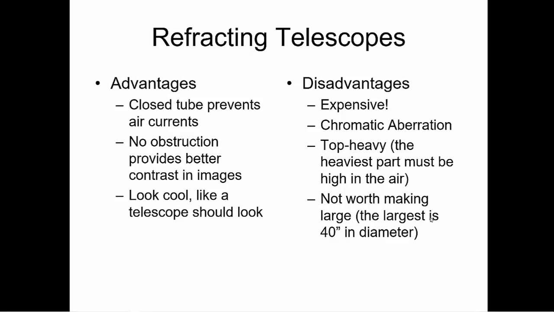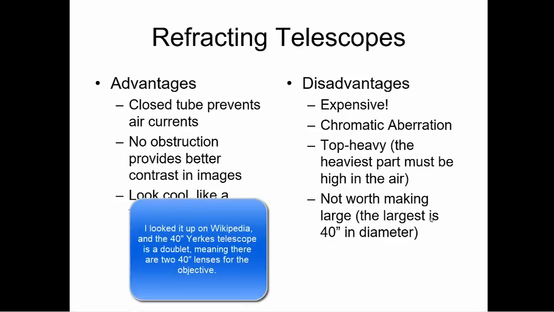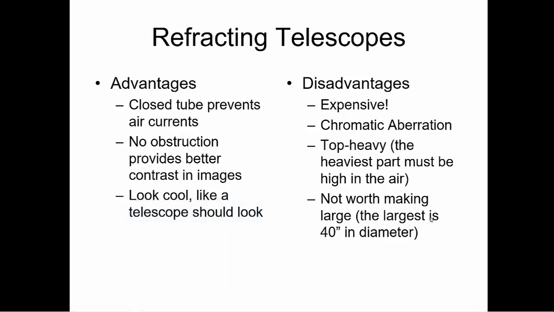The biggest refracting telescope ever made was 40 inches in diameter. I don't know if it has a doublet lens or a triplet lens on it. It may just have a single lens, so it's going to have chromatic aberration.